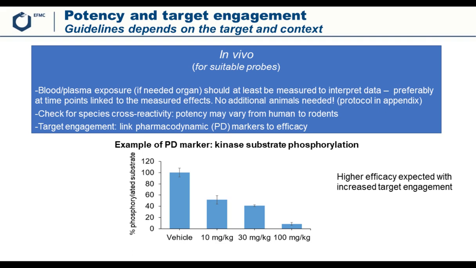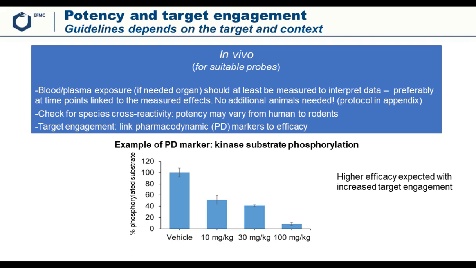It's quite easy to understand that if you're seeing an efficacy at a particular time point, this should be related, for most cases, to a significant concentration of your compound. And you should have a relationship between the concentration of the compound in the organ and the efficacy. The good news is that there are no additional animals needed to measure blood or plasma exposure, and we've added a simple protocol in the appendix of this slide deck in order to do that.